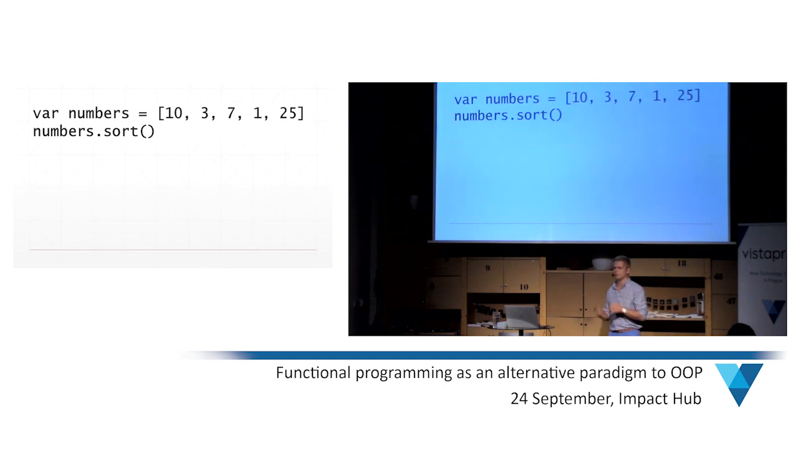We have an array of numbers, that's pretty simple, and we want to sort it. That's JavaScript and that would work. I mean, sort, and it will sort it in place. So the original array will be changed, will be updated.